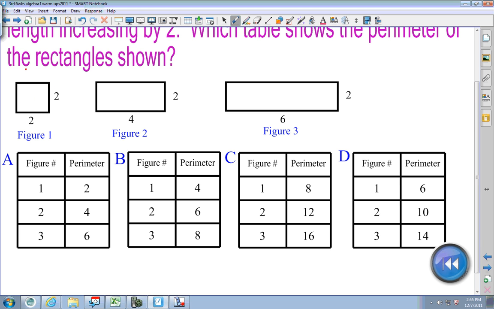2, 4, 6, 8. So I should have 1 and then 8 because there's 8. This is 6, 10, and 12. So it should be figure 2 and 12, and 8, 14, and 16. Your answer should be C.